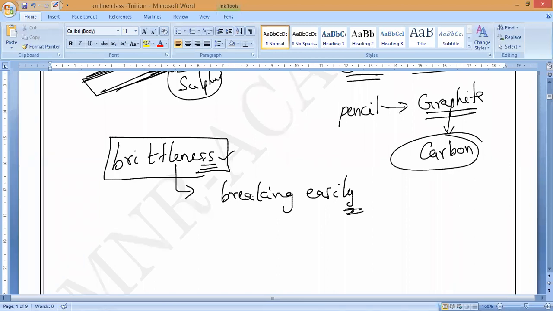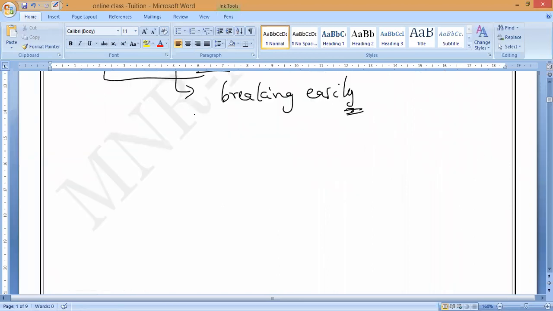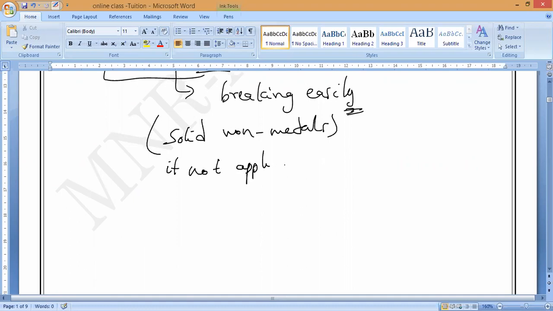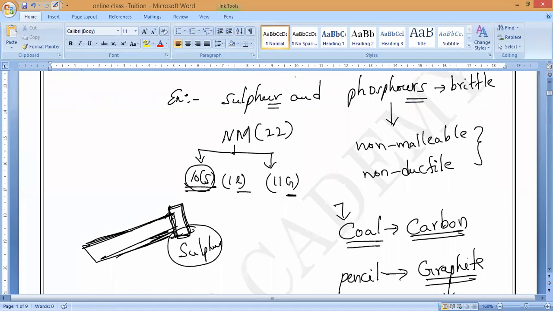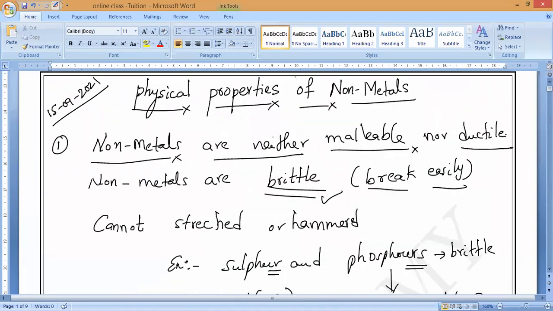The main thing is that brittleness is only considered for solid non-metals. This is the most important thing. It is not applicable to liquid and gaseous non-metals. NM means non-metals. Remember that. So this is the first property. Examples are sulfur and phosphorus.